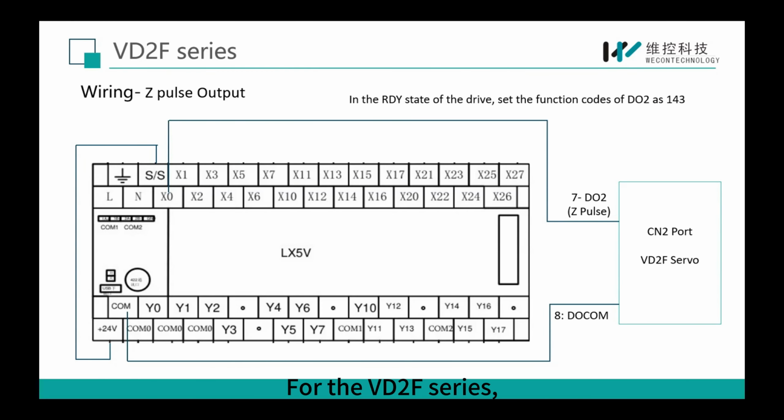For the VD2F series, it only supports Z pulse output signal, so just set the function code of DO2 as 143, and the wiring should be done according to the diagram shown.